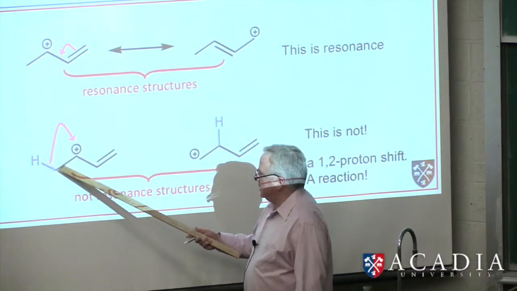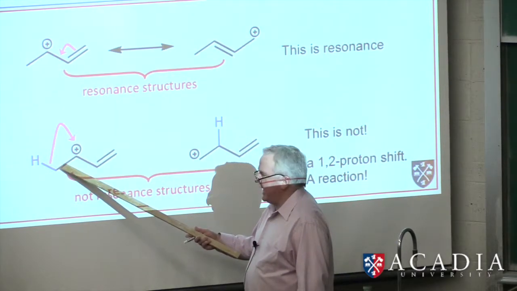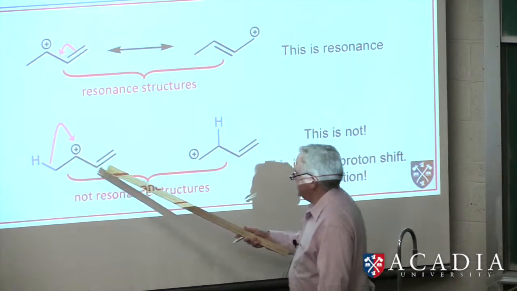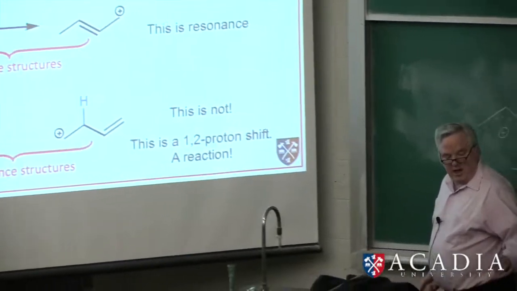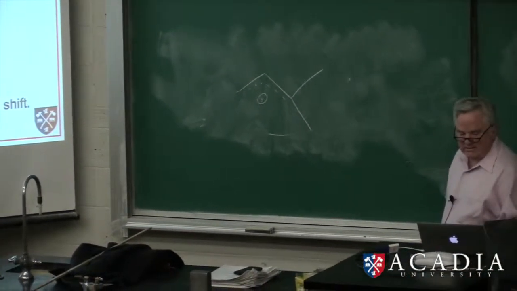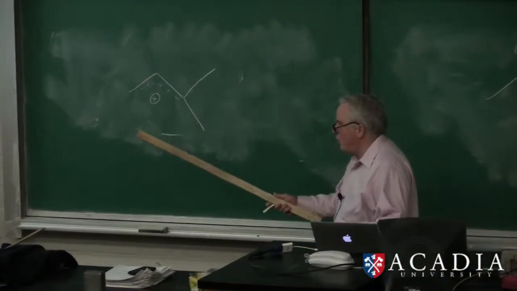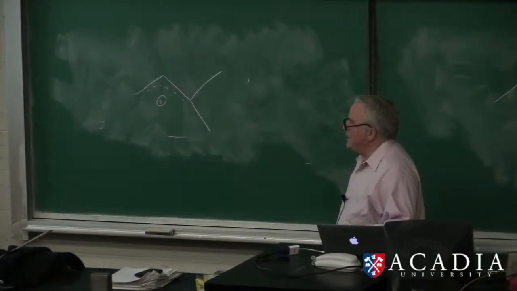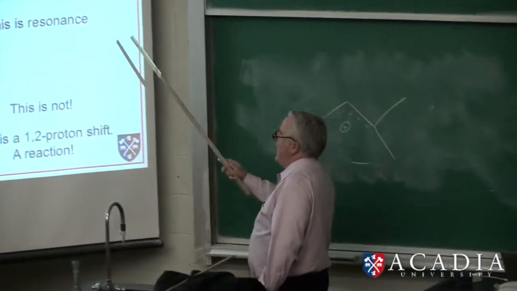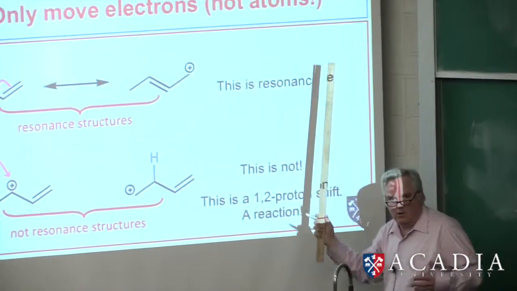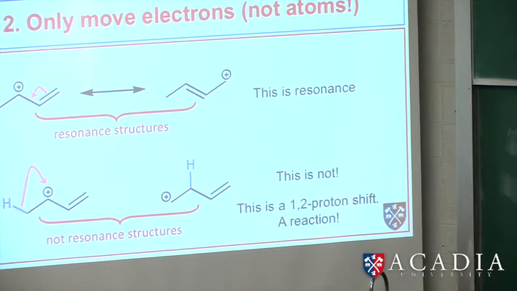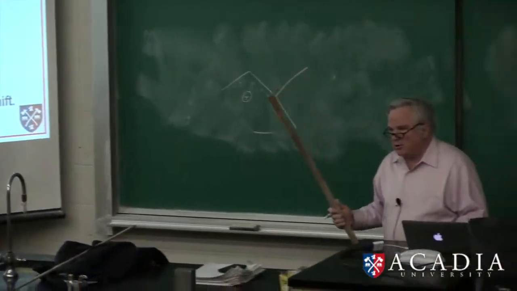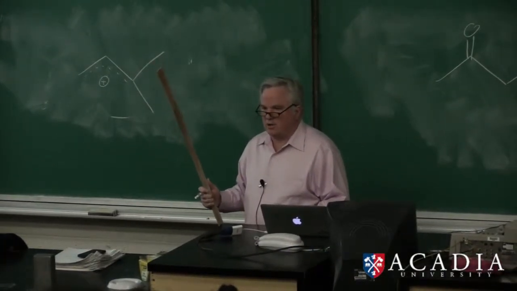So in this particular case, this is actually a chemical reaction because we're moving a proton from this carbon to this carbon. So it's not a resonance structure. This is actually a chemical reaction. It's a 1-2 proton shift. Okay? So only electrons move. Atoms don't move when we draw different resonance structures. If an atom moves in the next structure, that's a chemical reaction. It's not a resonance structure.